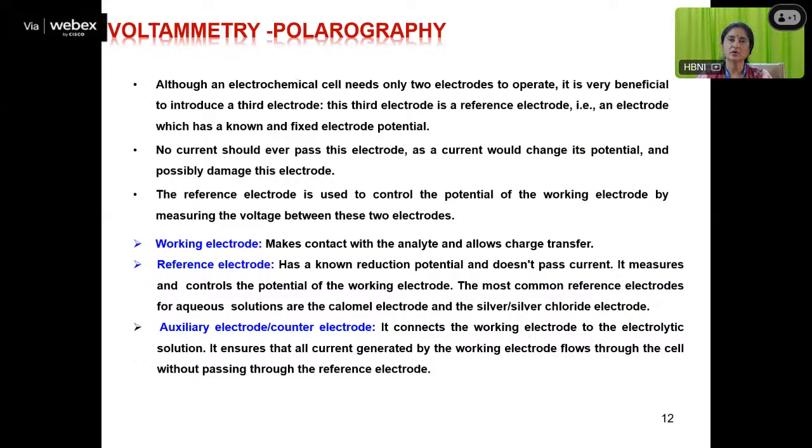Now, auxiliary electrodes or counter electrodes. What is this? It connects the working electrode to the electrolytic solution. It ensures that all current generated by the working electrode flows through the cell without passing through the reference electrode. So that is where the auxiliary electrode comes in.